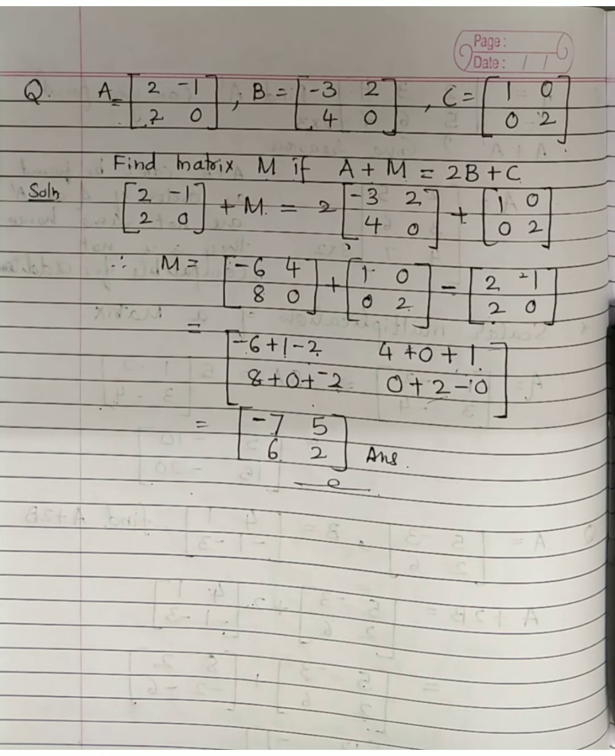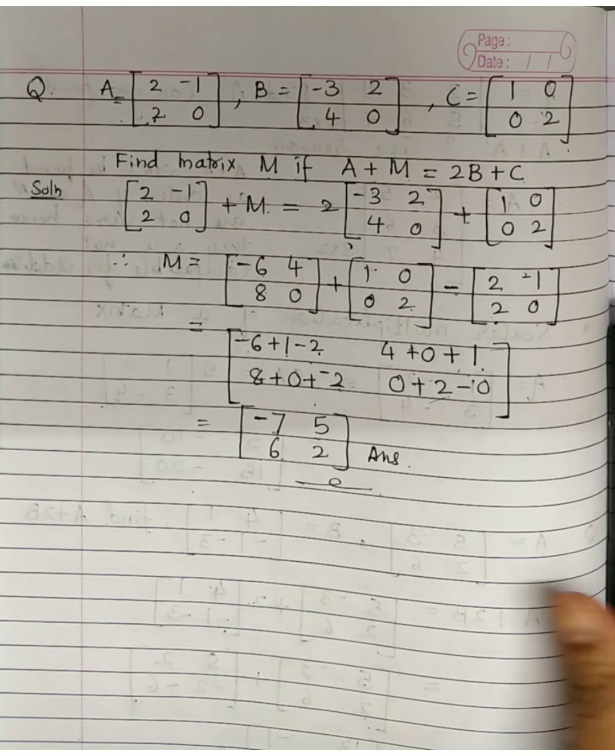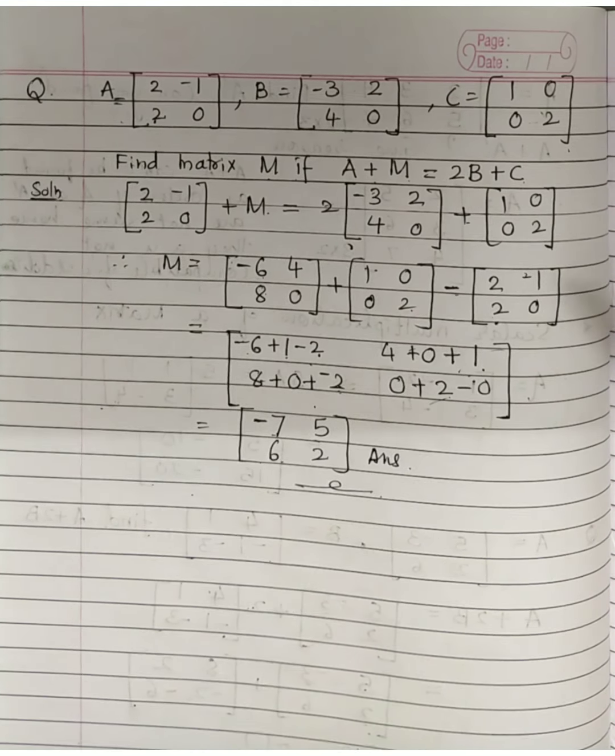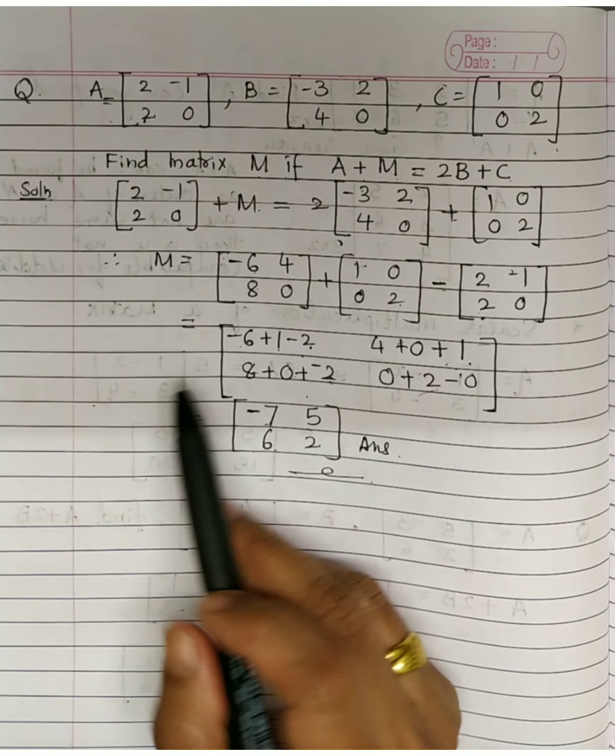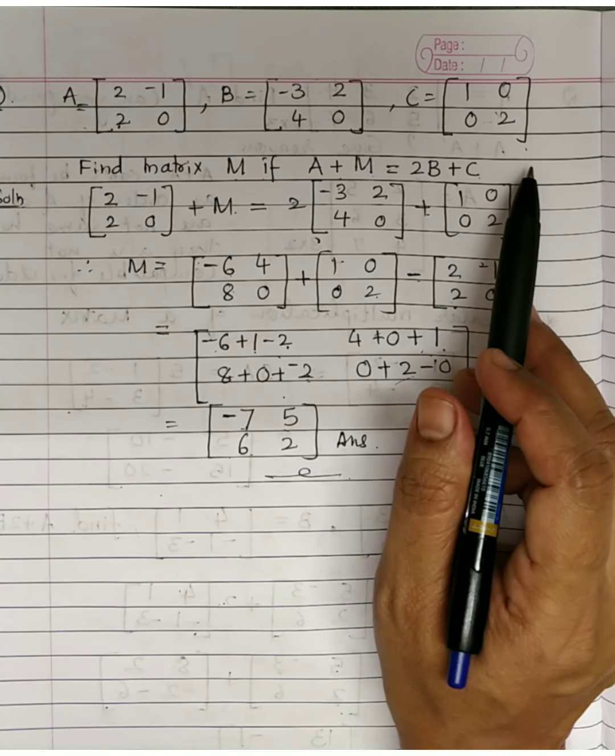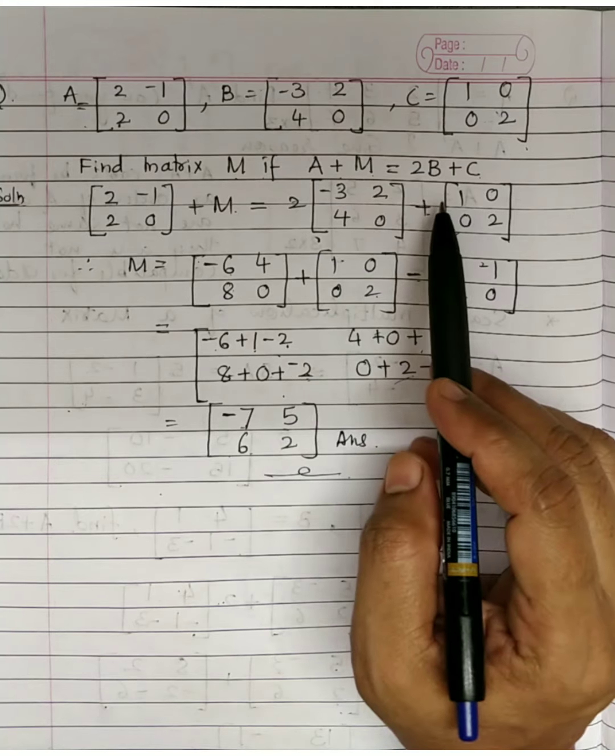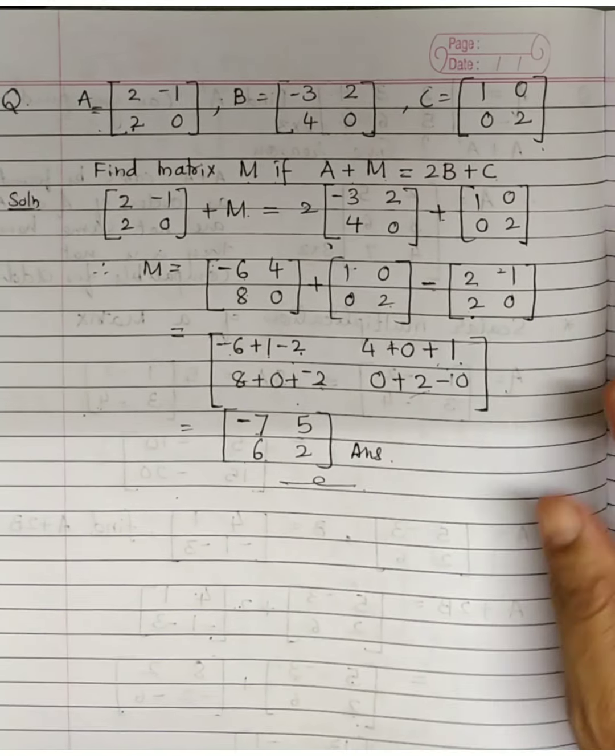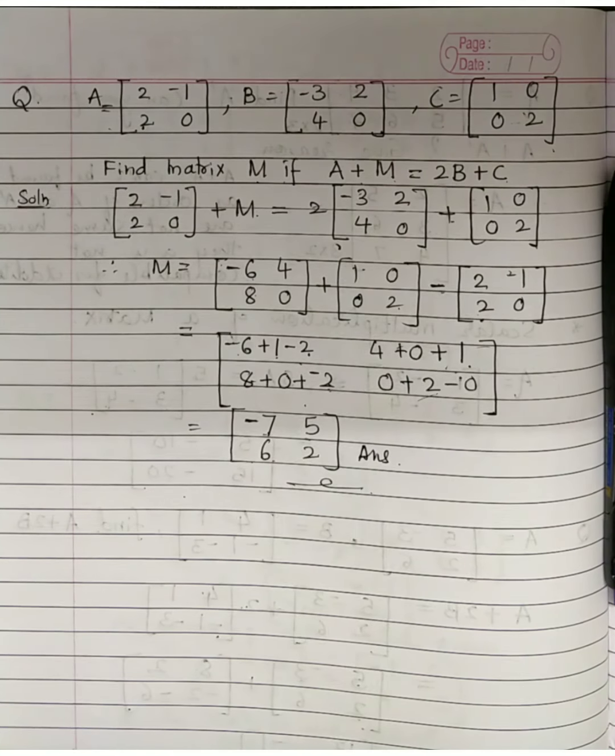Then see if A plus B is equal to B plus A or not. Okay. And also associative property. What is associative property? A plus B plus C. If three matrices are there, if you change the sequence of addition, whether the answer changes or not. That work you have to try yourself. Okay.